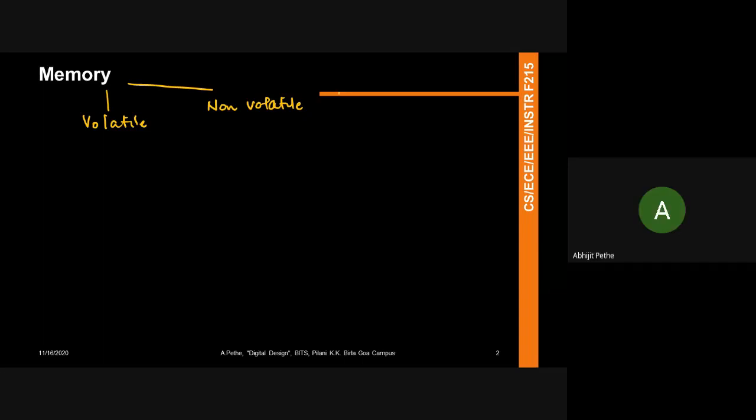What does volatility mean? Volatile means it does not retain its contents when the power supply goes away. So when you say something is non-volatile, what is the non-volatility part of it? What does that mean? It retains. Non-volatile memory, even if power goes away, it retains its contents. So the important thing is it retains contents when power goes away.